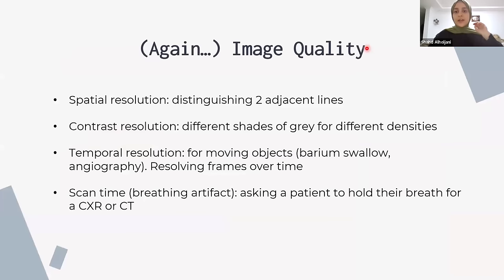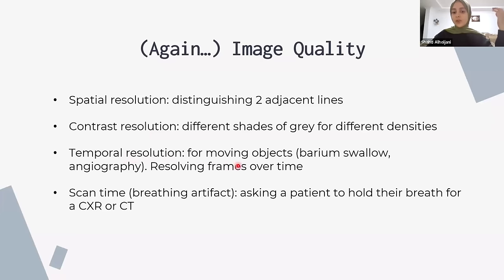For the image quality, again, because it's the same concept, you have spatial resolution, contrast resolution, and all that. So we said the spatial resolution is to distinguish two adjacent lines, and we said we can improve the spatial resolution by decreasing the focal spot or using a small focal spot. Contrast resolution, on the other hand, is by differentiating the different shades of gray for different densities. So something denser would not look like something that is air. So we said air would look black or dark, while bone would look bright or white.